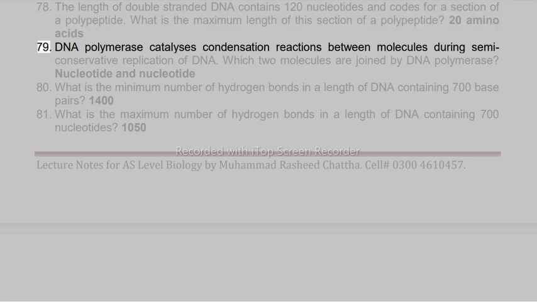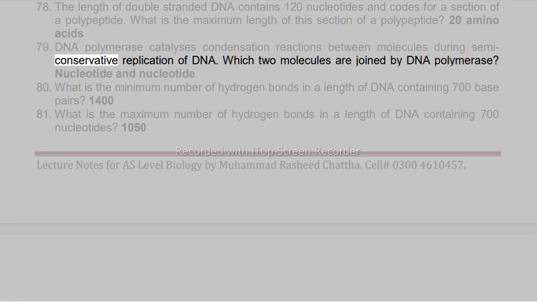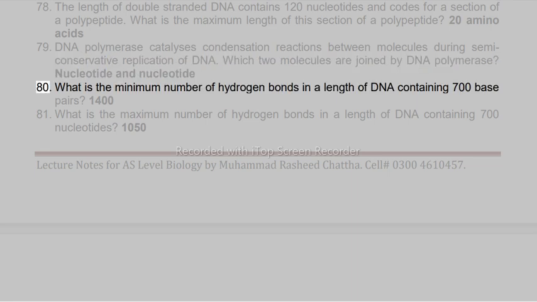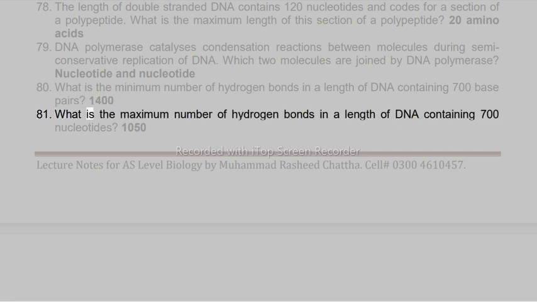20 amino acids. 79. DNA polymerase catalyses condensation reactions between molecules during semi-conservative replication of DNA. Which two molecules are joined by DNA polymerase? Nucleotide and nucleotide. 80. What is the minimum number of hydrogen bonds in a length of DNA containing 700 base pairs? 1481. What is the maximum number of hydrogen bonds in a length of DNA containing 700 nucleotides? 1050.